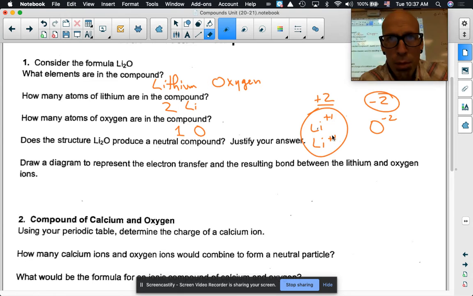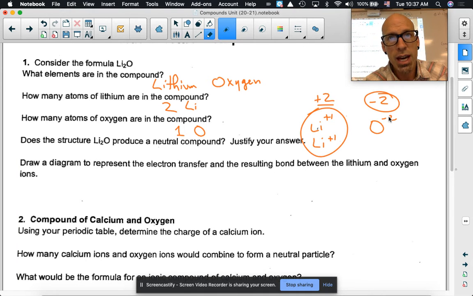Both these lithiums got +1 because they kicked out or lost an electron. Somebody took an electron from them and they became +1. Oxygen became -2 because remember, it had to gain 2 electrons to satisfy the octet. Remember, all of this plus and minus, all of this oxidation number stuff is because they are trying to either gain electrons for the octet or lose a couple of electrons for the octet, which makes them oppositely charged, which makes them attract.